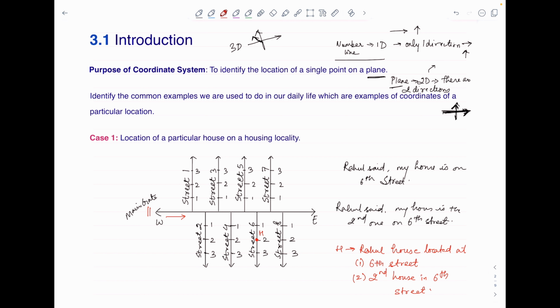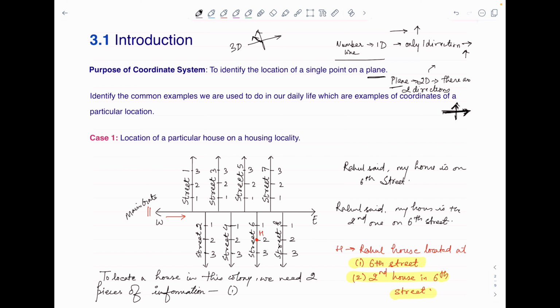So here you are seeing 2 things. You need 2 pieces of information here actually. First you need the street number. To locate a house in this colony, we need 2 pieces of information.